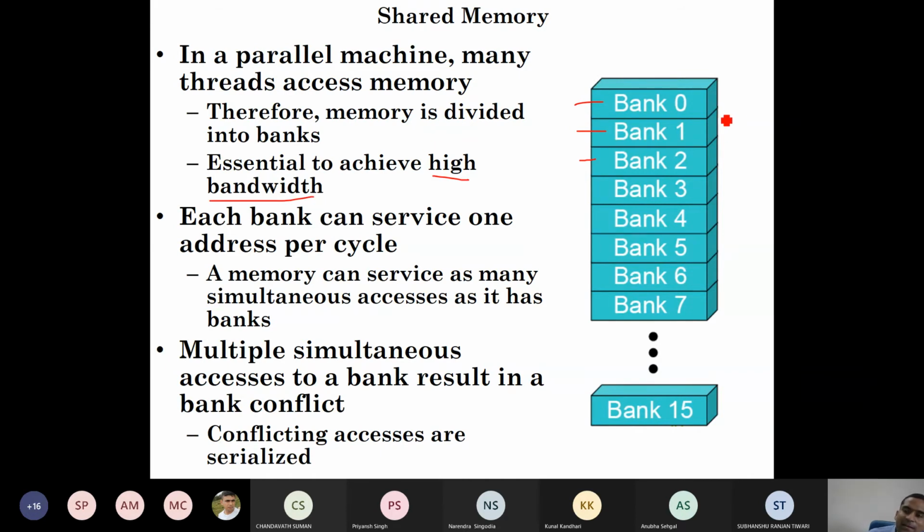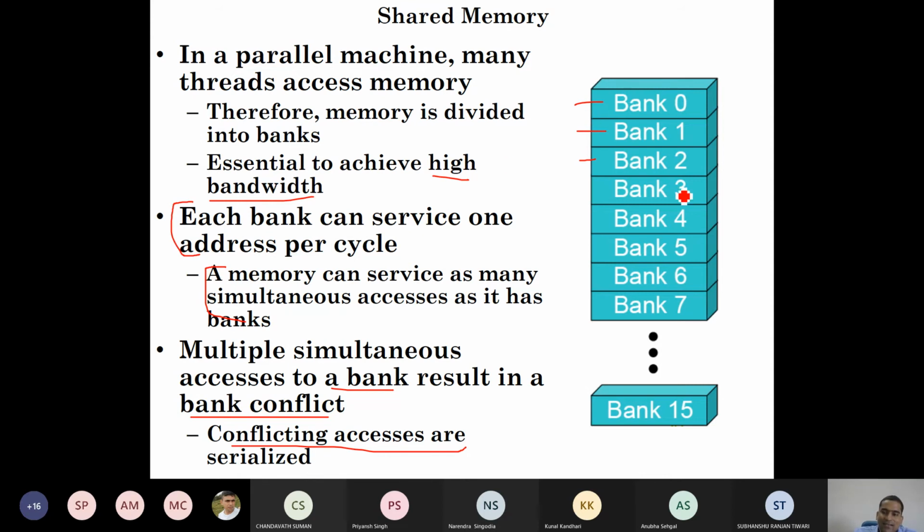Memory is divided into banks. Each bank can independently serve one request in a single cycle. So here it is: each bank can service one address per cycle. So a memory can service as many simultaneous accesses as it has banks. This bank idea is used to increase the bandwidth. But if there are multiple simultaneous accesses to a single bank, they result in a bank conflict. Conflicting accesses are serialized. That means if more than one person tries to access one room, or here in this example, more than one request is made to a single bank, that will be serialized.